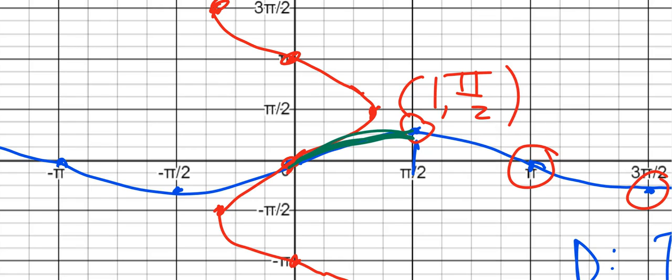So if that isn't a good selection, what about this part? What if I added this purple section? The purple and the green would be continuous, right? Does it have the correct range from negative 1 to 1, doesn't it? So if we restricted it from negative pi over 2 to positive pi over 2, what would the inverse look like?